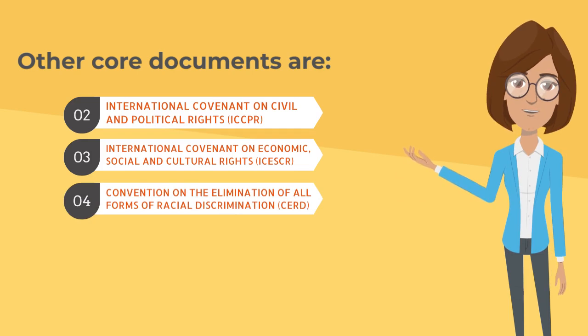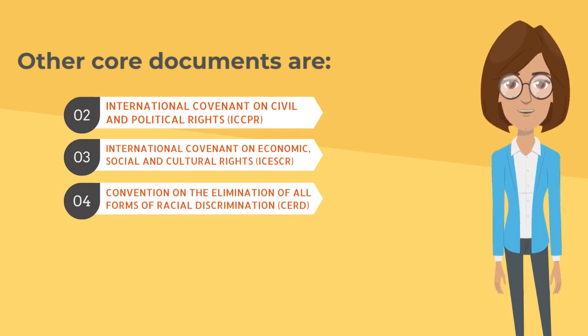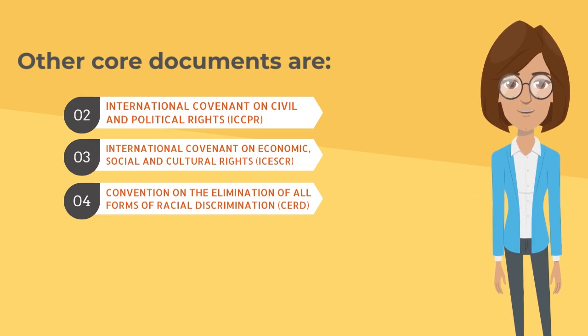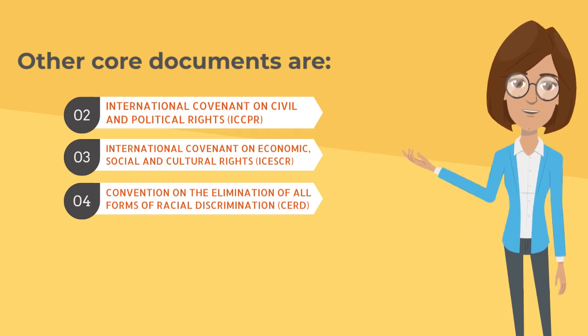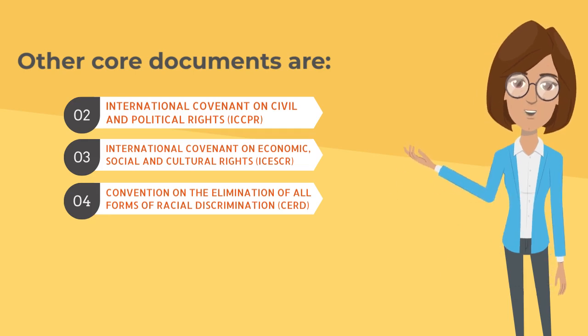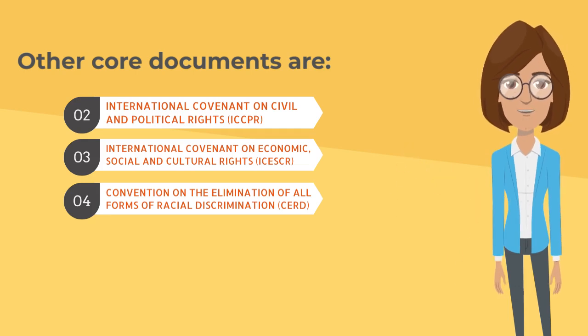Convention on the Elimination of All Forms of Racial Discrimination, CERD, adopted in 1965. The CERD is a treaty that aims to eliminate racial discrimination and promote racial equality. It calls for states to take measures to prevent and combat racial discrimination in all its forms.